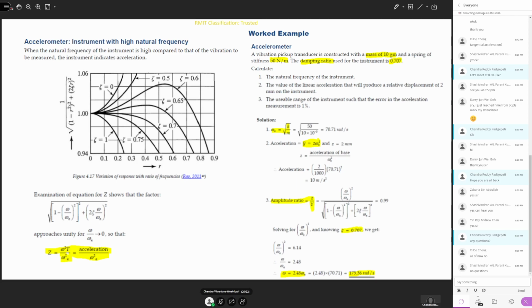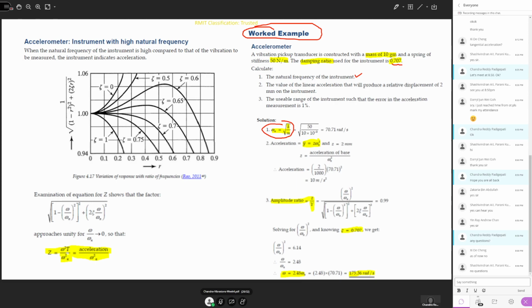The natural frequency, we can write it as square root of K over M. K is 50, M is 10 grams. As you can see, the natural frequency of the system is 70.71 radians per second. Then the value of linear acceleration that produces a relative displacement of 2 mm. Here the displacement is given as 2 mm on the instrument.